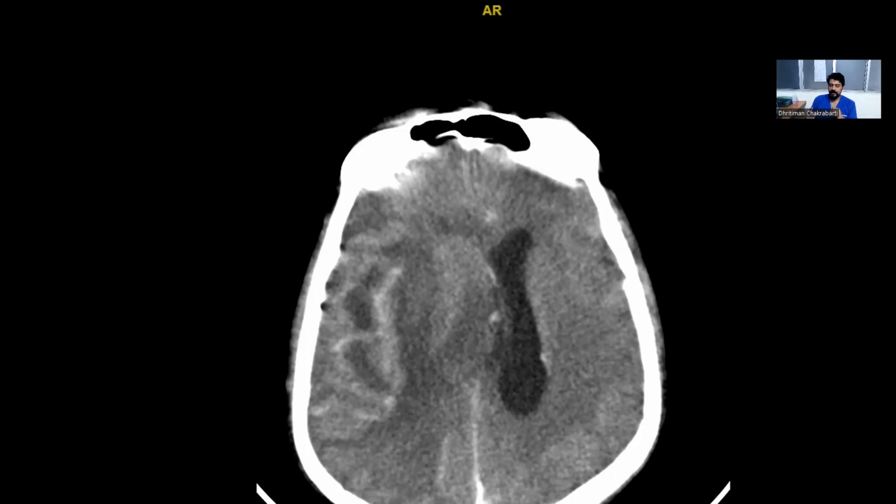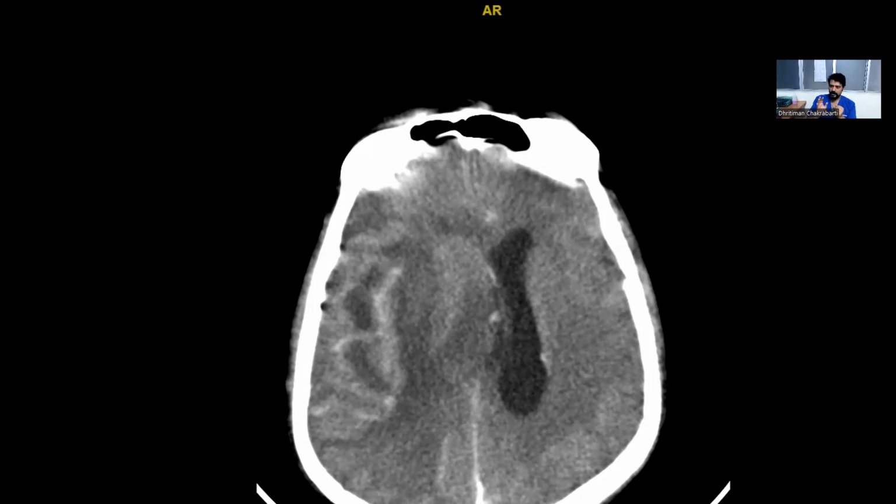Ideally, it should be seen at the level of foramen of Monro. But as I said, foramen of Monro is in normal circumstances not very well visible. It is well visible when hydrocephalus is there. In these sort of cases, when it is squeezed, it is likely not to be seen. The third ventricle itself is much more difficult to define.